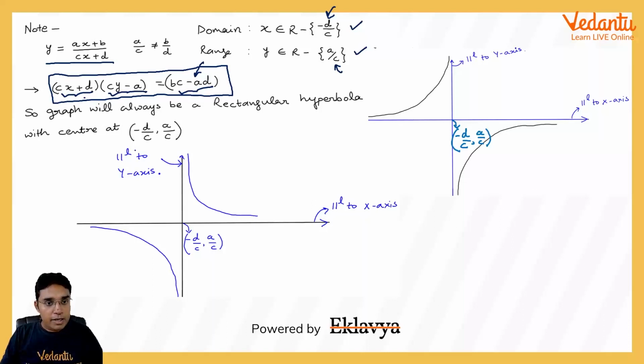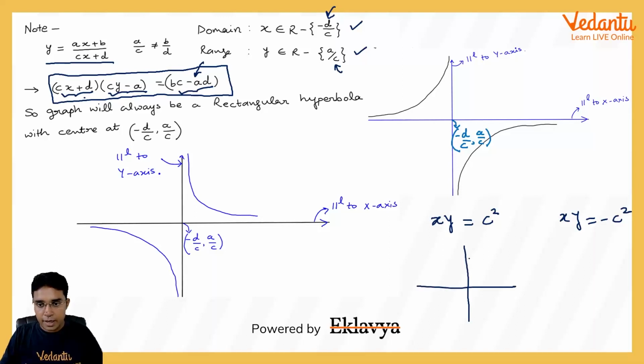Now dear all, this kind of graph is actually a shifted form of this very popular graph, which is xy is equal to c square or xy is equal to minus c square. If you remember, xy is equal to c square is actually lying in first and third quadrant, and this one is lying in second and fourth quadrant. If this is positive, then this one; if it is negative, then this one.